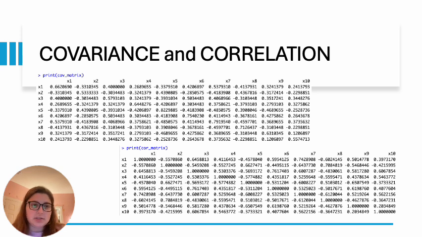Let's, for example, look at x1 and x2. They have negative covariance, so that's showing us that as x1 increases, x2 will decrease, and vice versa. Obviously, they have that inverse relationship.